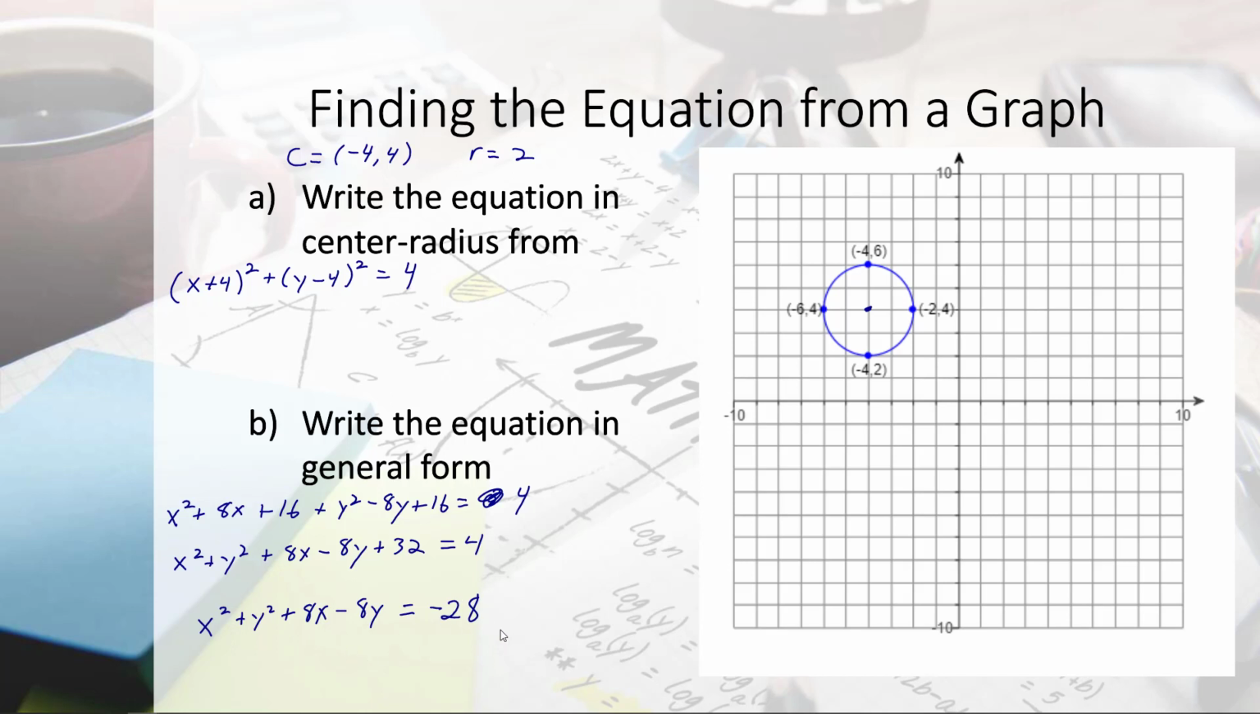Actually, that is not our final result, because remember we actually have 0 over here. So we need to add 28 to both sides. I kind of did that backwards, shame on me. And that will give us x squared plus y squared plus 8x minus 8y plus 28 is equal to 0. And this is general form.